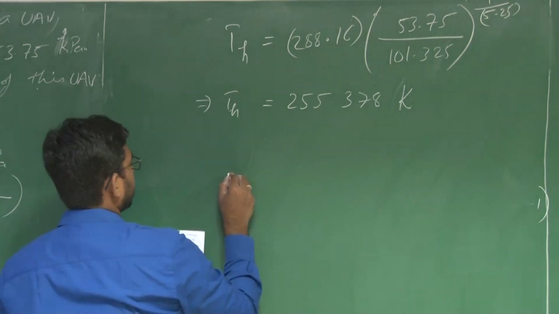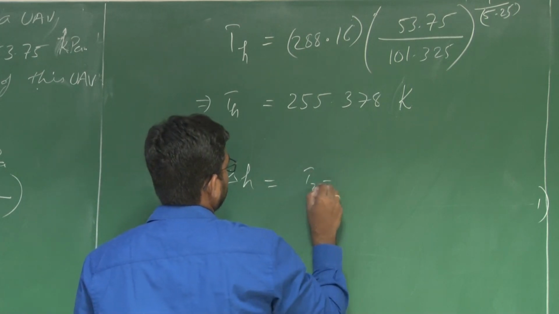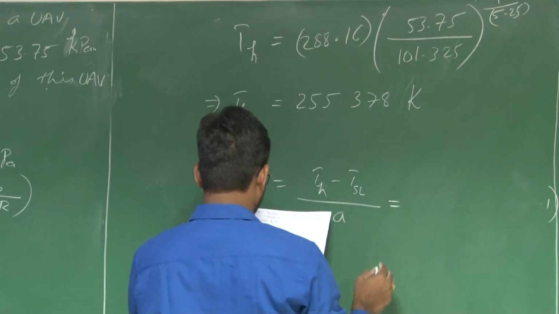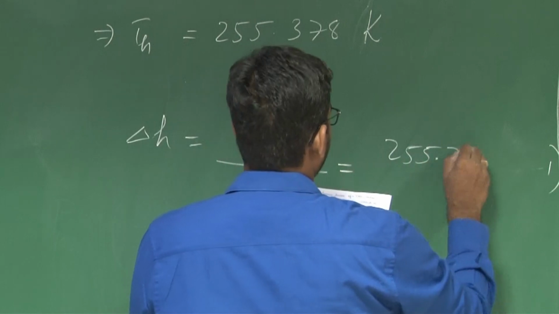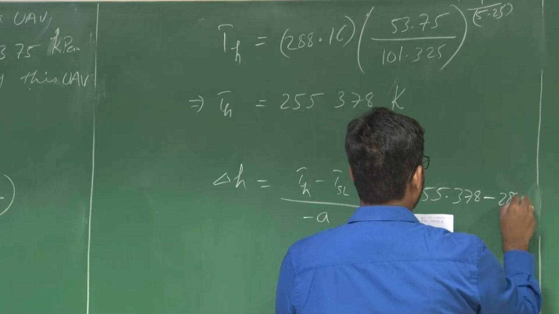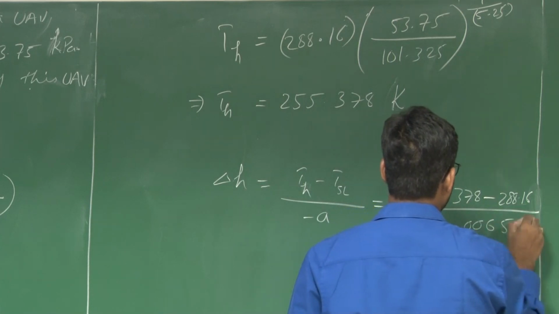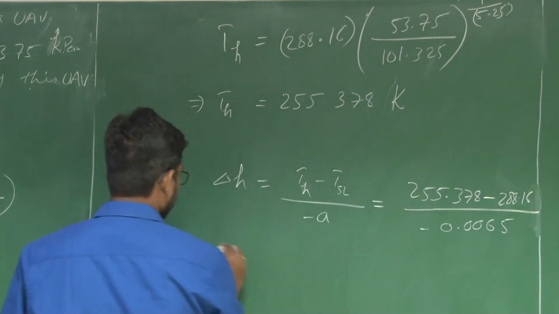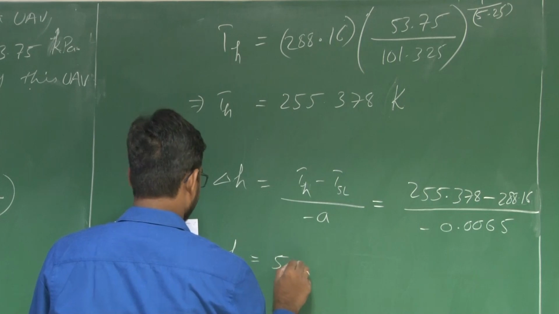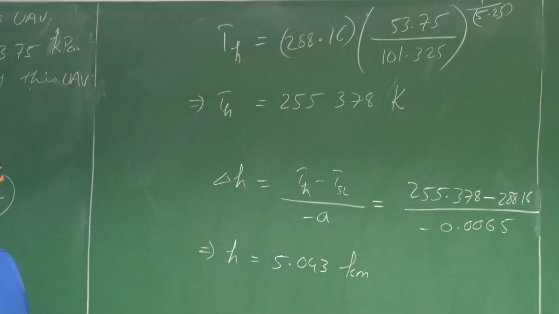Now by using the definition of lapse rate, delta H is equal to T2 minus T1, or T_h minus T at sea level, divided by minus a. This equals 255.378 minus 288.16 divided by minus 0.0065. This implies H is equal to 5.043 kilometers, right. So we have the geometric altitude.